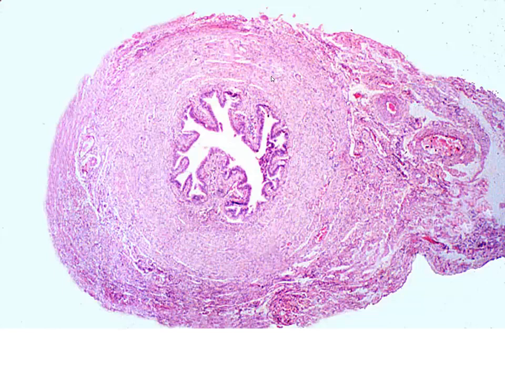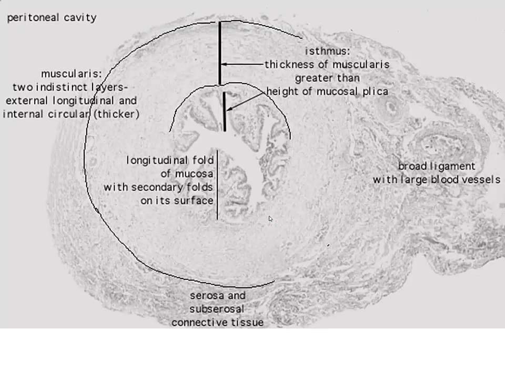Now, getting ever closer to the uterus, here we can see a fairly thin mucosa, very thick muscularis. So we are in the isthmus and approaching the intramuscular portion of the oviduct.